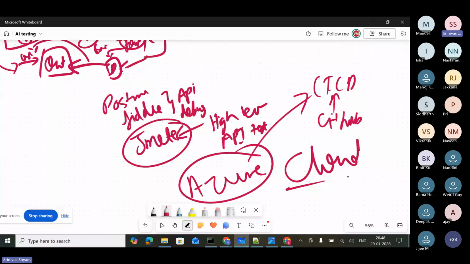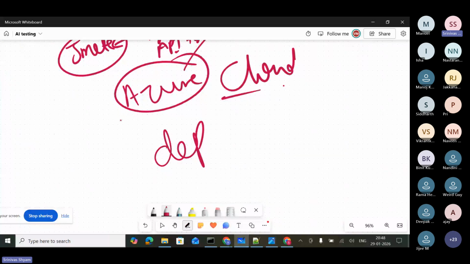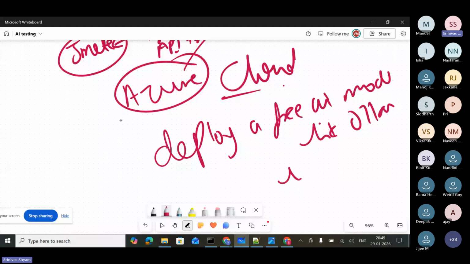We'll be using that. And also, we will try to deploy a free AI model like Ollama on our local machine. So you will learn how to deploy an AI running on your local machine without any internet, and how you test those things. That is also an exciting thing to learn. We will see that.